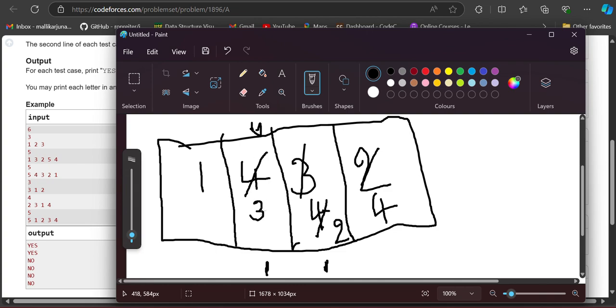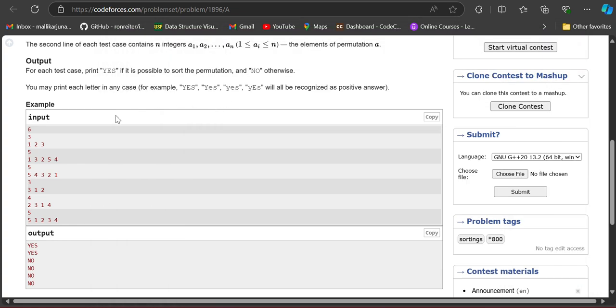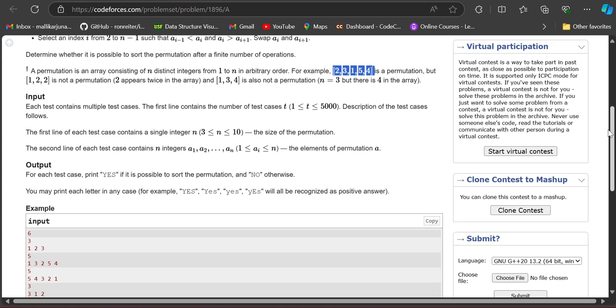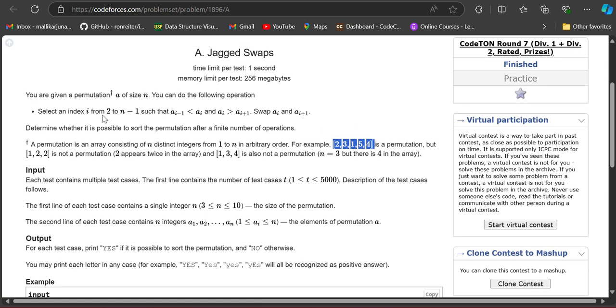Okay, so 1 is less than 3, 3 is greater than 2. So swap. So 2 and 3. Okay, so 1, 2, 3, 4. Yes, it is sorted. But in the previous one, we have to perform that operation again, like in a circular way. Do we have any option? We do, but in the question there is nothing that says how many times we can perform the operation.